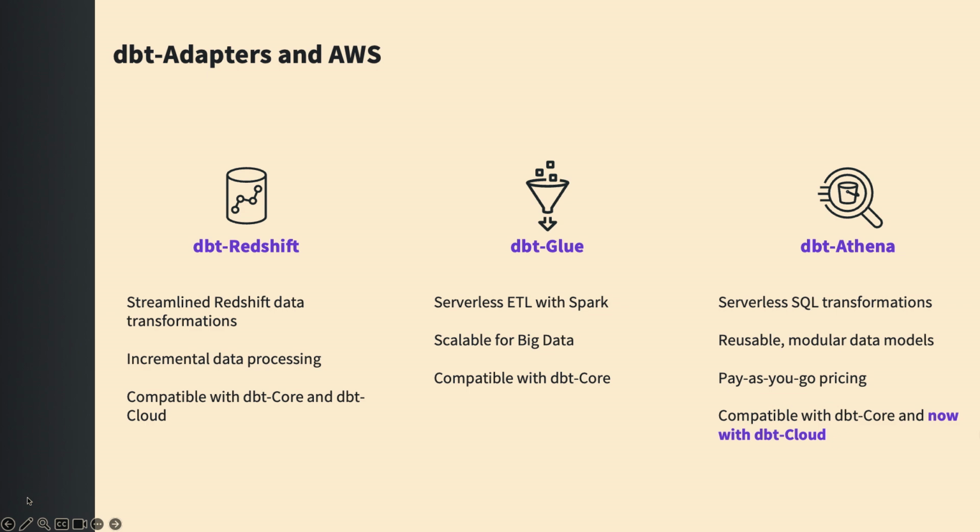And then finally, the dbt Athena adapter. It is serverless, mostly used for SQL transformations on serverless architecture where you don't want to provision your resources. You have reusable modular data models, again, incremental models as well. Very simple pricing. You pay for what you use rather than having your resources running. And as of today, I'm sure you might have heard in the keynote, the dbt Athena adapter is also cloud compatible, so not just Core, but it works well with dbt Cloud as well.